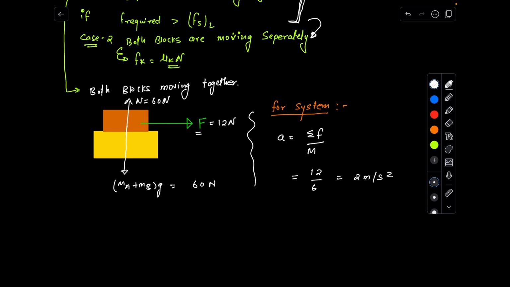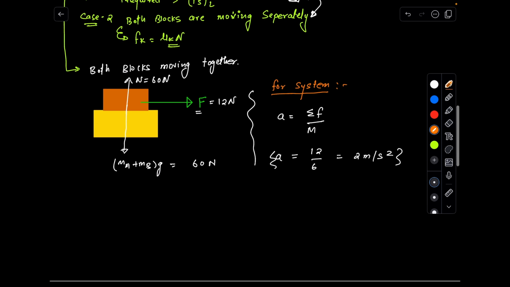Now still we have not reached the answer. This is just the assumption that they are moving together. Let us find out how much required friction will be in this condition. So for that I am taking the individual FBDs of these blocks.